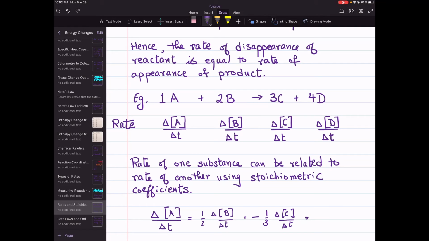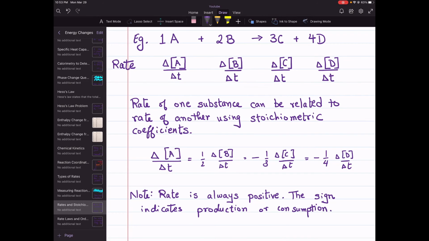This is going to be equal to 1/4 change in concentration of D over change in time, and the negative sign represents that it is being produced, because A is being consumed, D is being produced. They are opposites. They are not on the same side of the equation. They are on the opposite sides of the equation. So note, rate is always positive. The rate cannot be negative. In this case, rate of production is always positive. The sign is indicating if the substance is being produced or consumed.